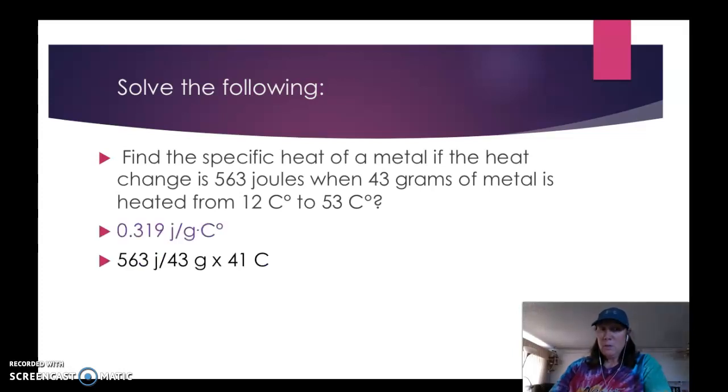So what I did here is I took my heat, because I already know that, and I divide it by my mass, and then my change in temperature, 53 minus 12 would be 41. And if you look here, grams Celsius, you've got all the units there. So if you're trying to find specific heat, you do it this way. If you're trying to find heat lost or gained, you just multiply all three numbers.